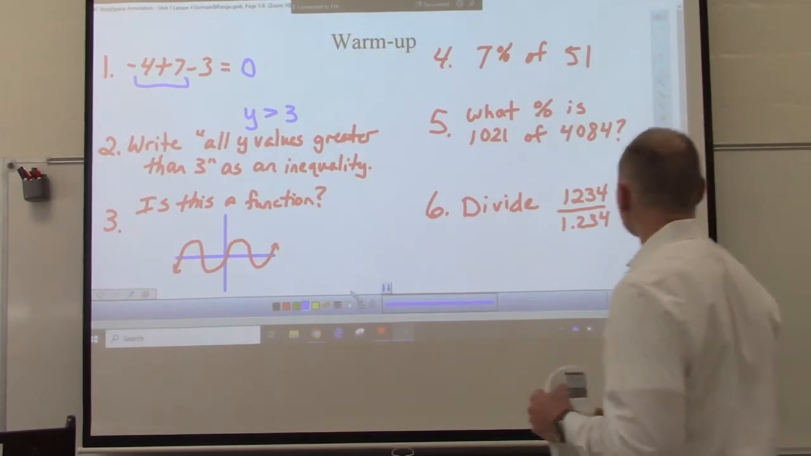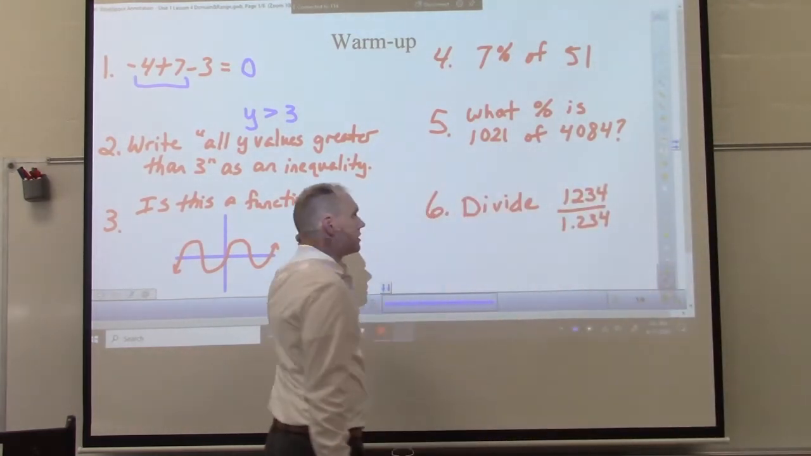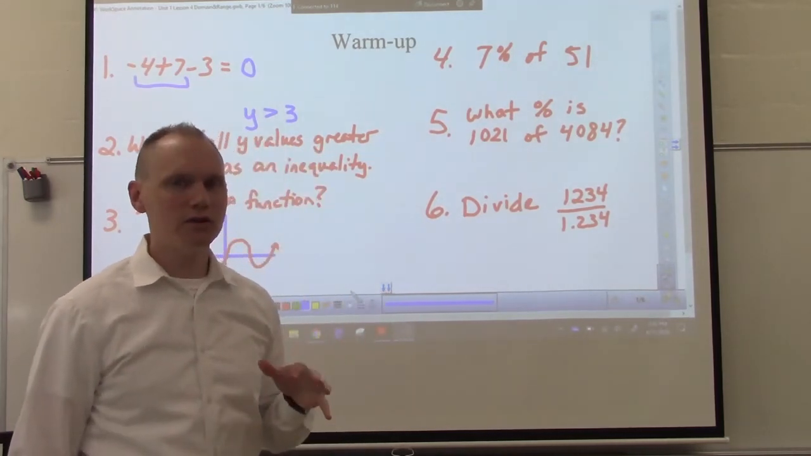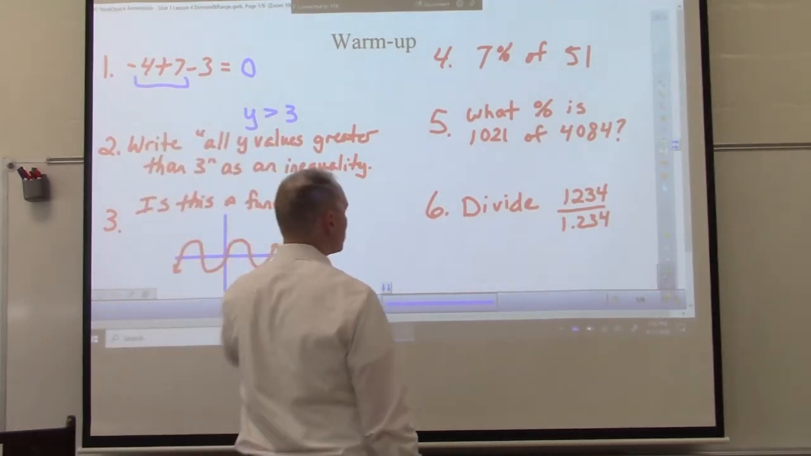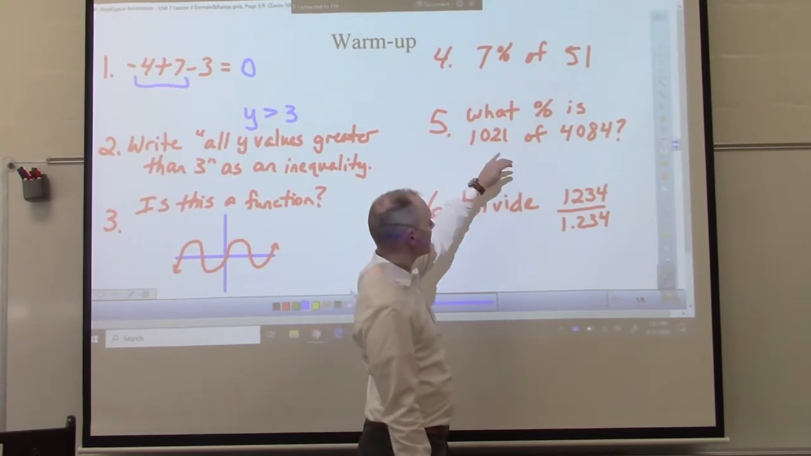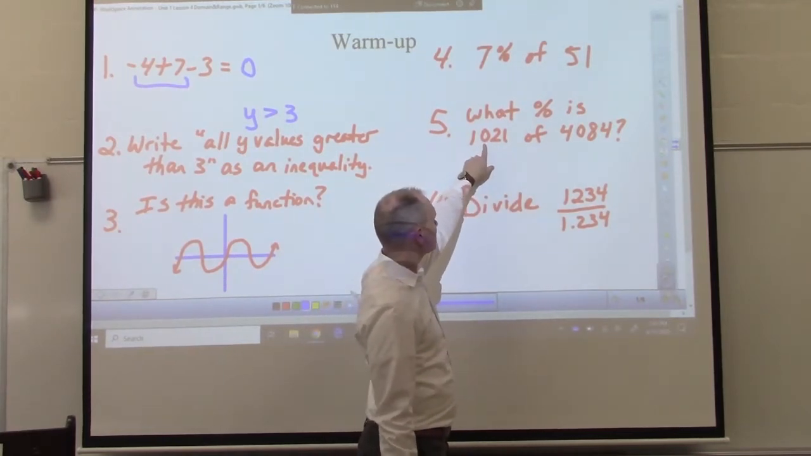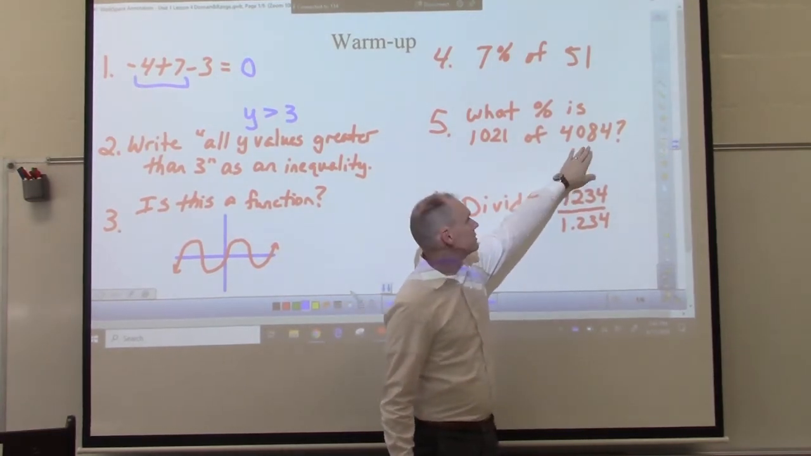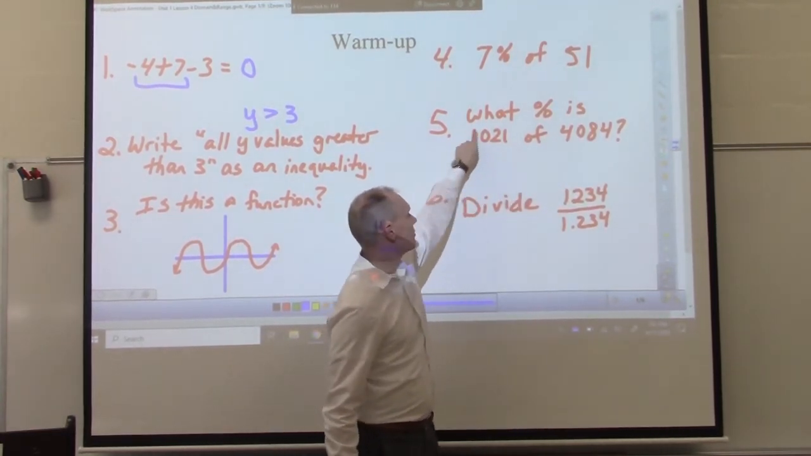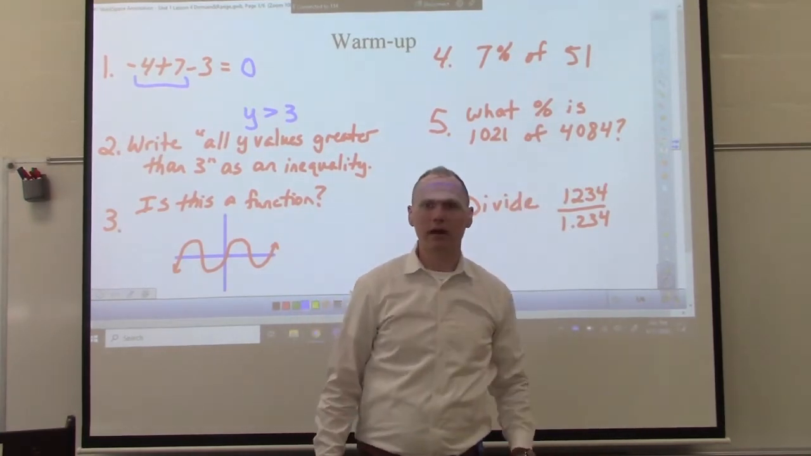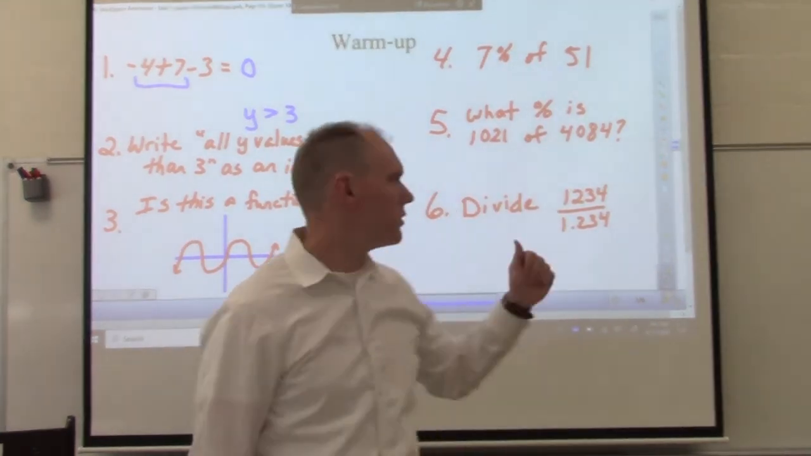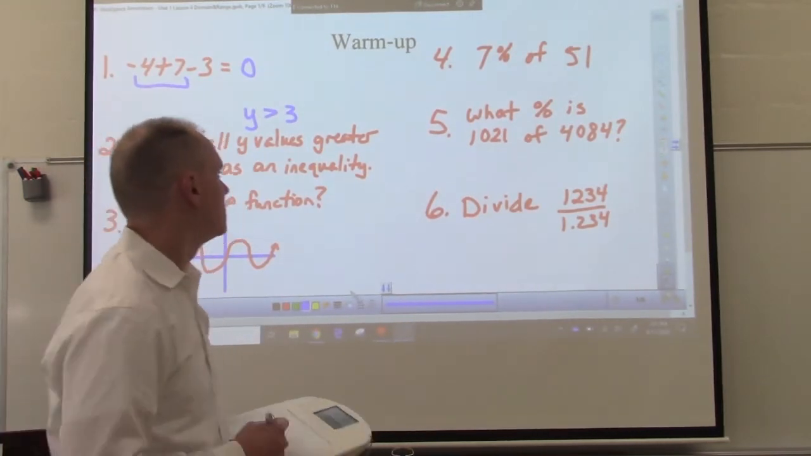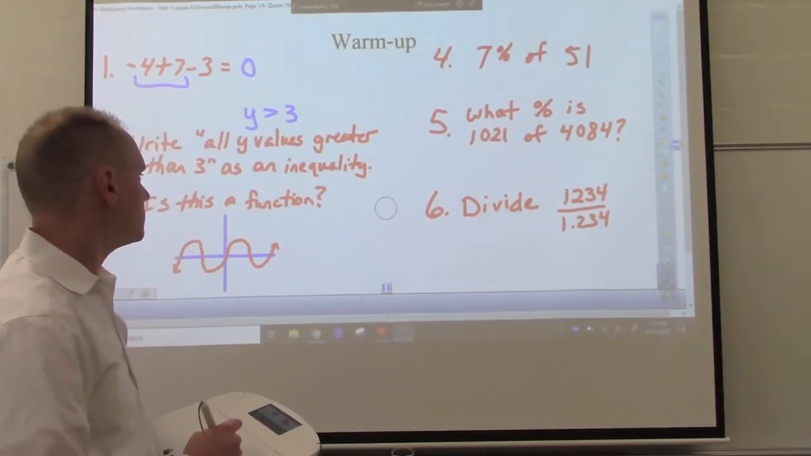All right, what percent is 1,021 of 4,084? Well, that might have been a little challenging for you, but what's really nice here is if you recognize it, this times 4 gives you this. So if this is 4 times this one, then this makes up a quarter of that value. So therefore, 1,021 is 25%.